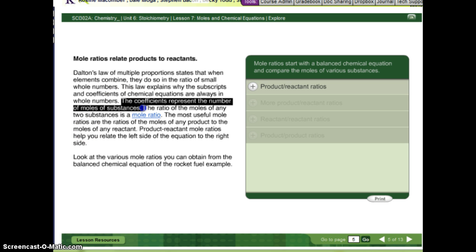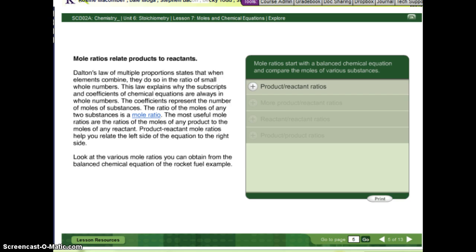Because that's going to help you with all your stoichiometric problems. All right, so that was our big sentence. The coefficients represent the number of moles of substances. The ratio of the moles of any two substances is called the mole ratio. The most useful mole ratios are the ratios of the moles of any product to the moles of any reactant. Product-reactant mole ratios help you relate the left side of the equation to the right side. And we'll look at the examples.